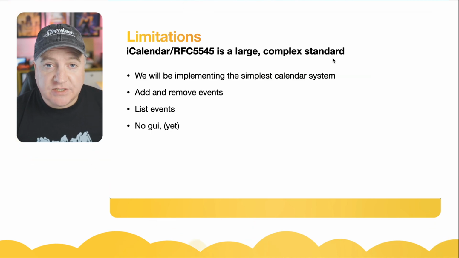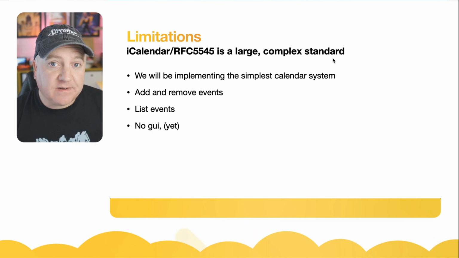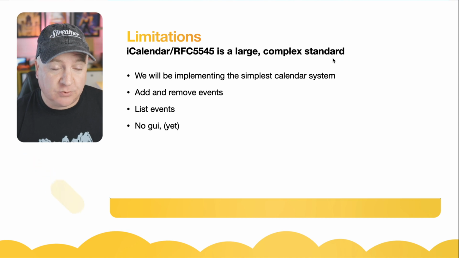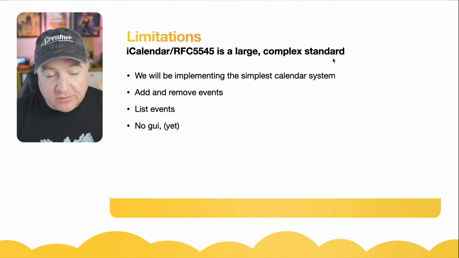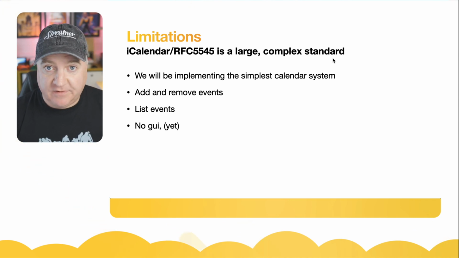So one of the limitations that we're going to be up against is the RFC 5545 standard, which is the iCal definition. It's a very large, complex standard. It's very flexible, very detailed, and we'll only be implementing the most simplest of calendaring systems, or simply being able to add and remove events, and we're not going to be looking at the duration of those events or adding any extra detail to them other than a name and a description for this iteration.